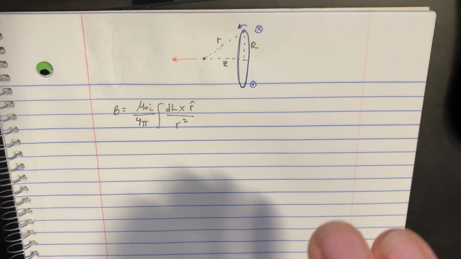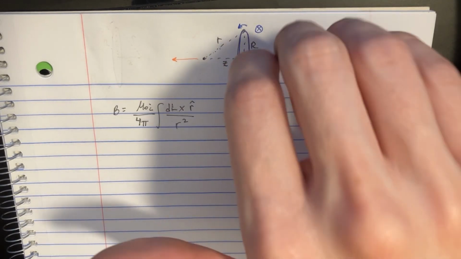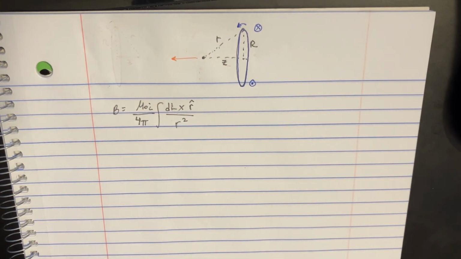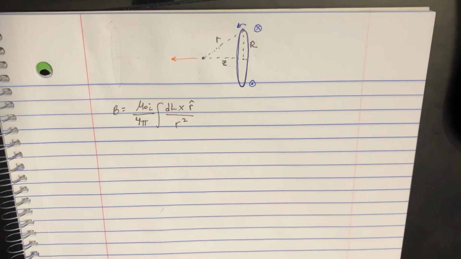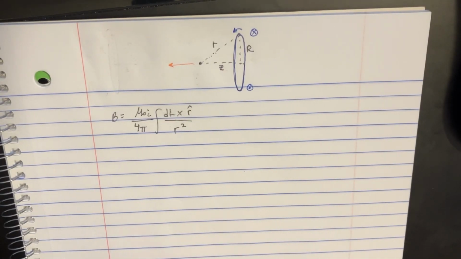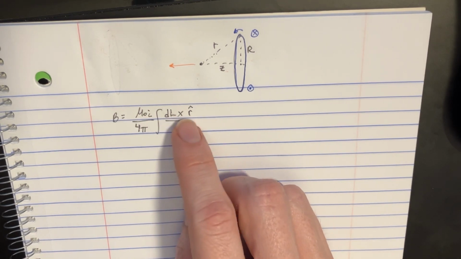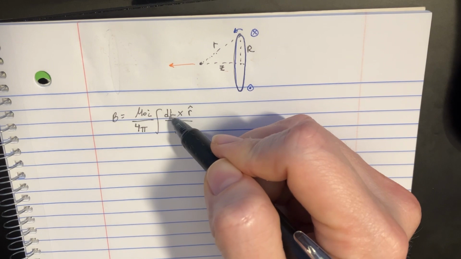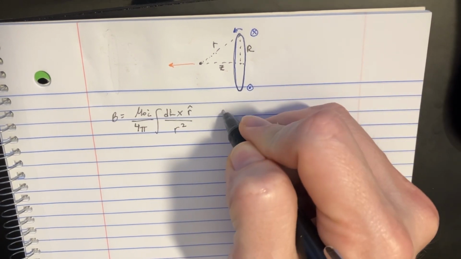So if we had a wire going like this in a loop, we could actually use the right-hand rule to determine the magnetic field will be pointing in that direction. But we're actually going to use this little integral to derive that and see how we actually get that. So first thing we're going to notice is this little cross product here. So get the dl cross r.